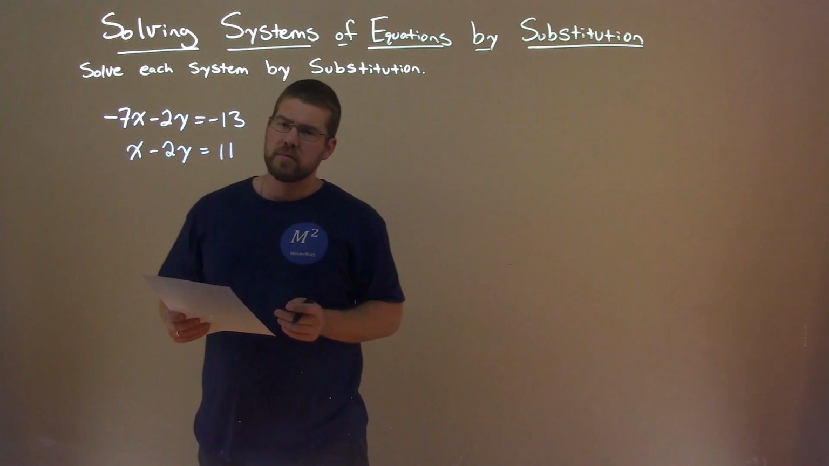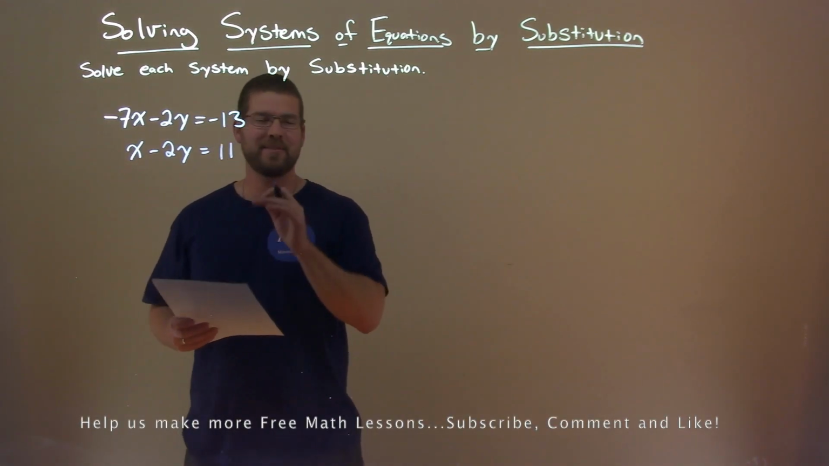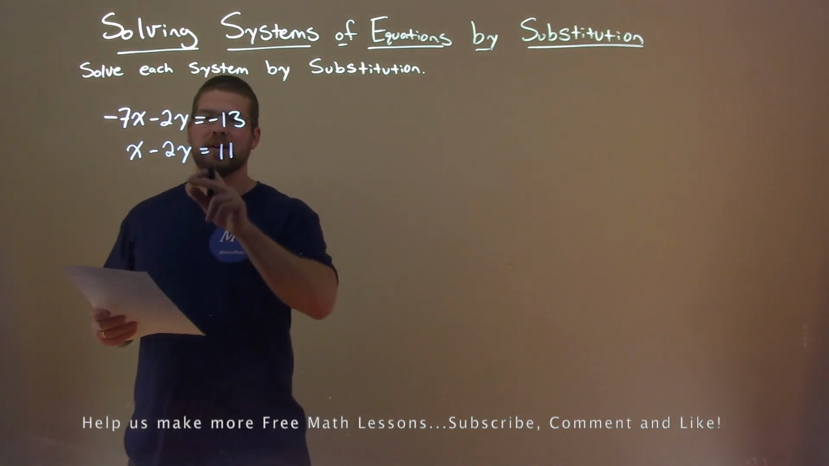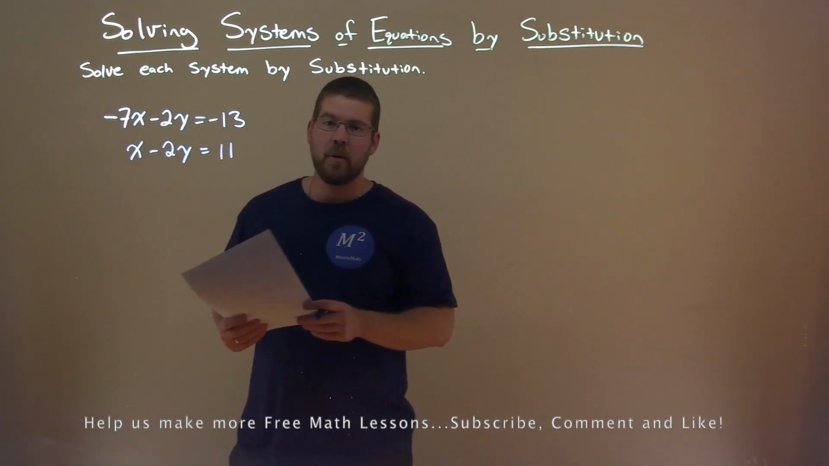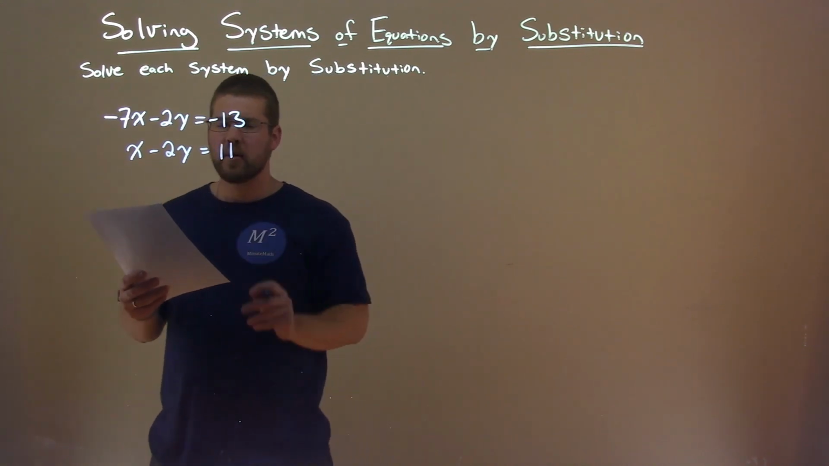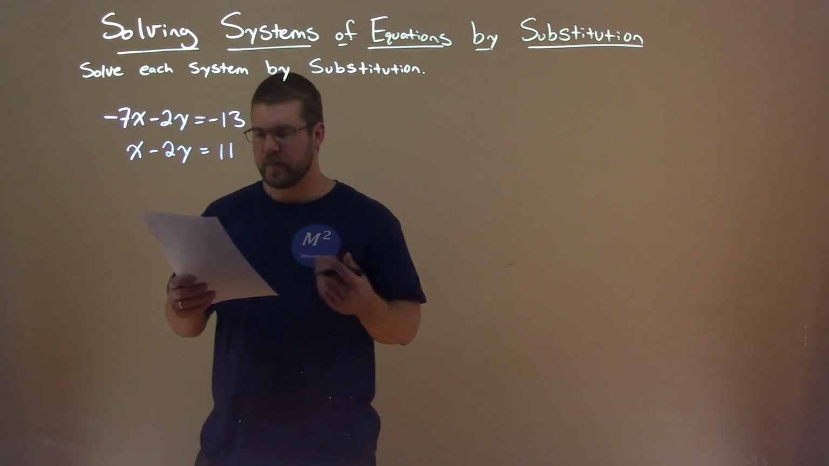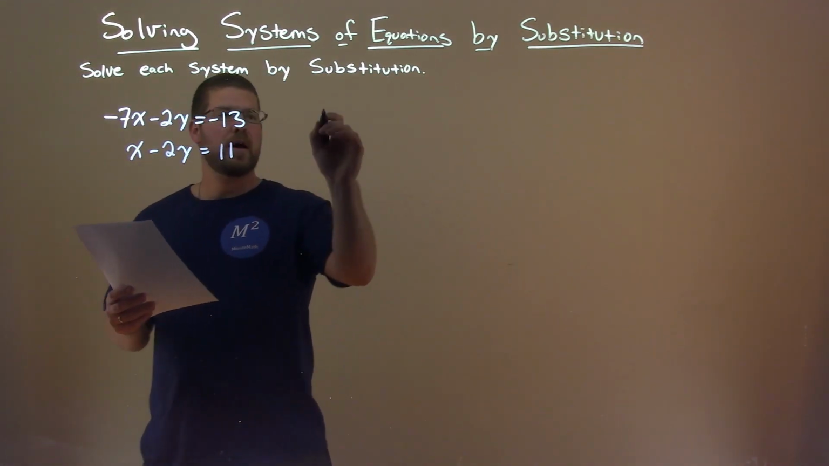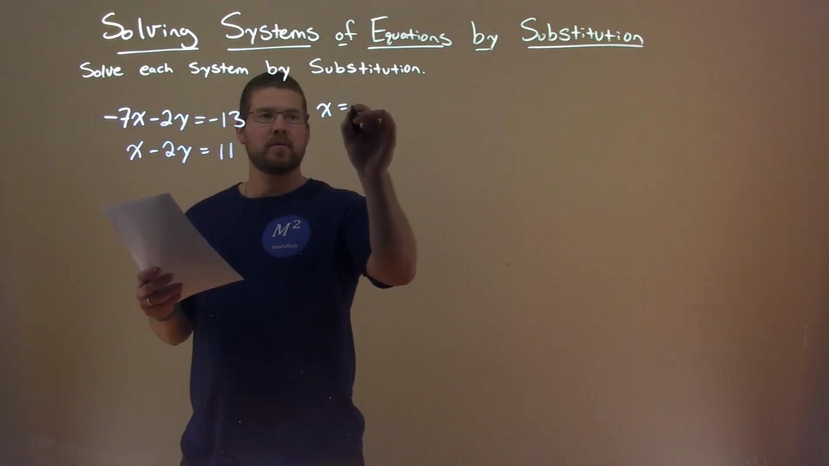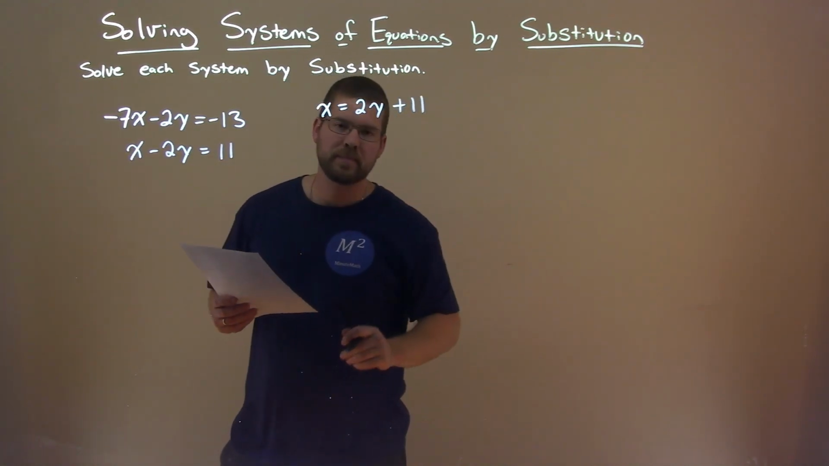We're given this problem here, minus 7x minus 2y equals negative 13, and x minus 2y equals 11. And we want to solve this system by substitution. The second equation, I can see I can get the variable x by itself fairly easily. By adding 2y to both sides, I'm left with x equals positive 2y plus 11.